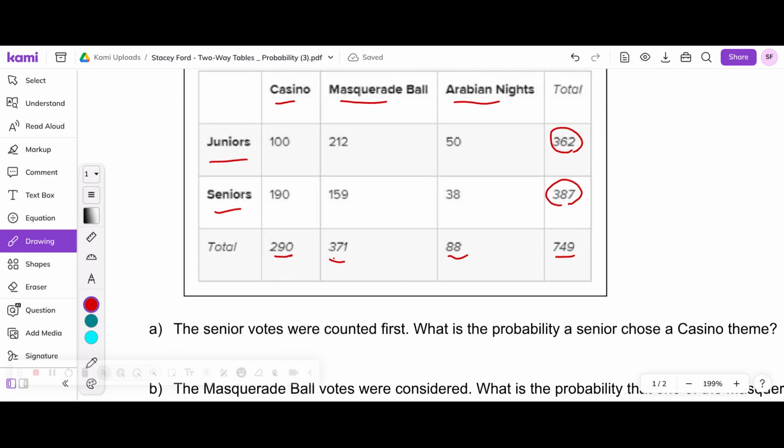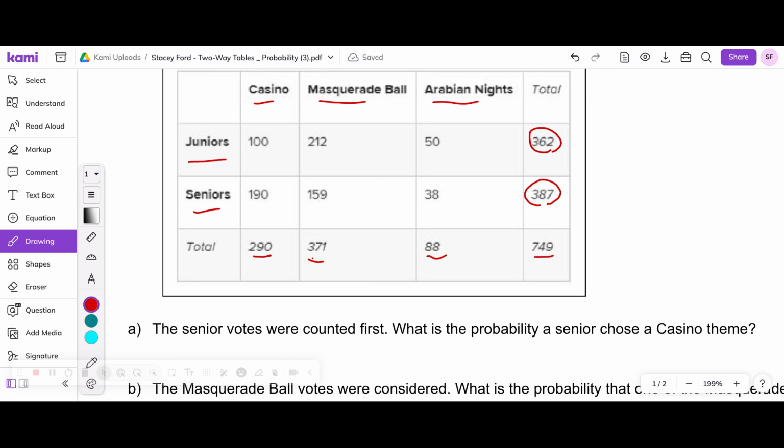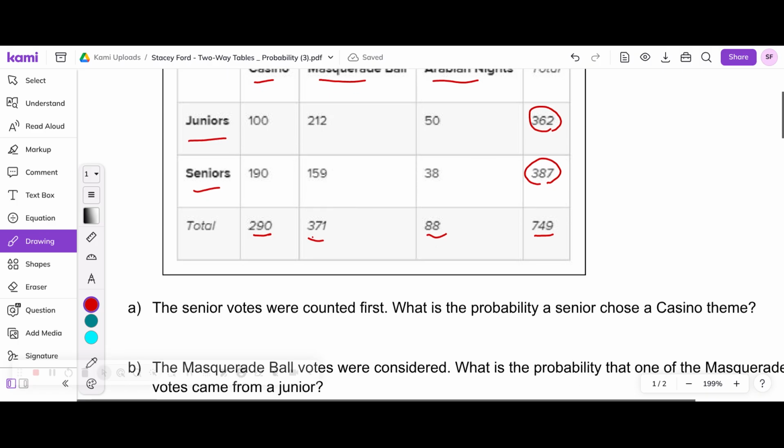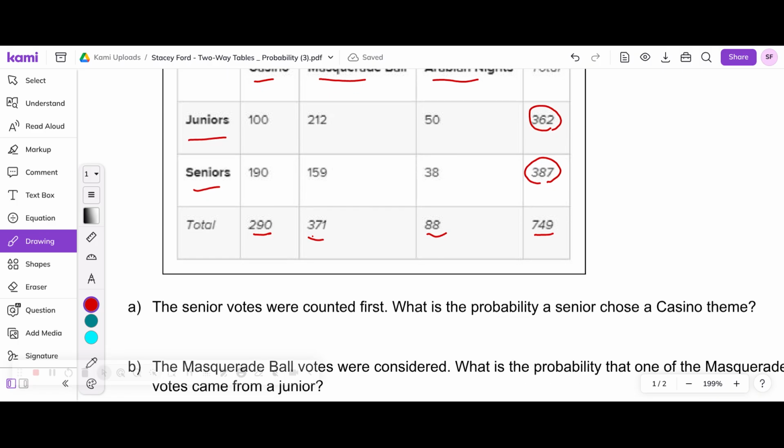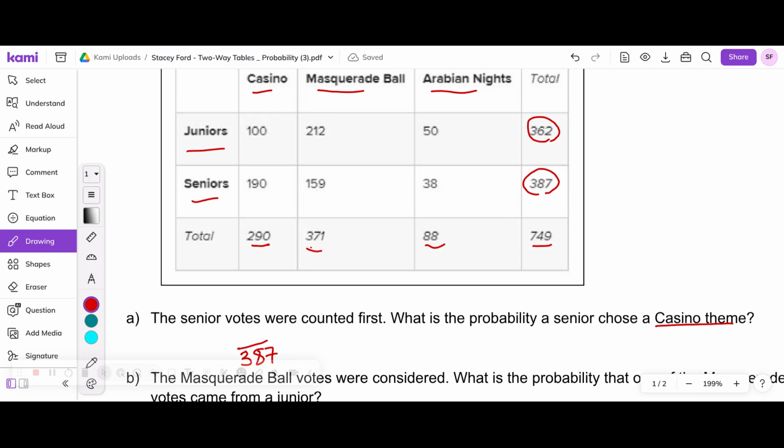All right. When we read these sentences, hopefully you guys remember, the first thing that we see is going to be our denominator. So here it says the senior votes were counted first. So senior votes is going to be that 387. And then we look at what's next, and that will give us a probability. What is the probability a senior chose a casino theme? Then we look for casino theme, senior only, and that's going to be 190.